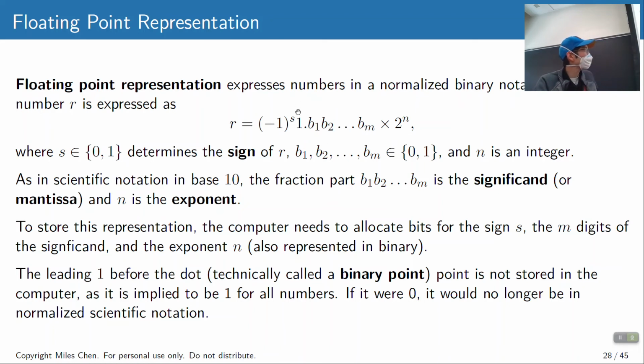And because we can always expect the leading bit in front of the binary point to be a 1, we technically don't need to store it, because that's going to be redundant. Because if it's always going to be led by a 1, why bother storing that piece of information?